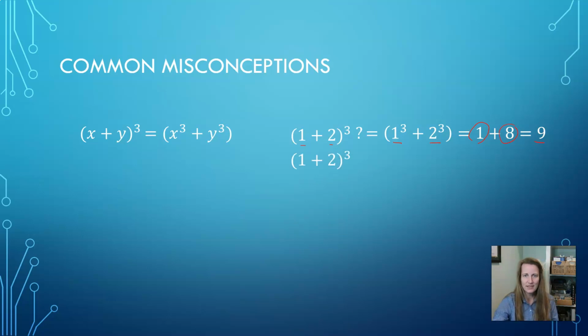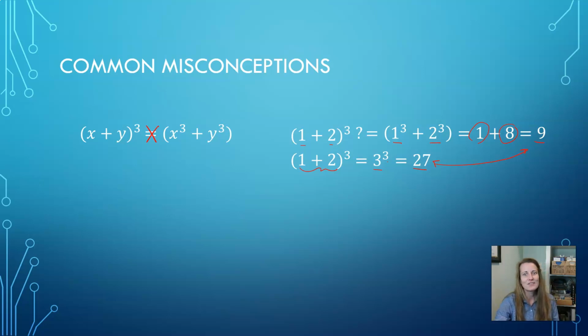Now let's do it the other way. The other way says, let's add these first. I get 3. 3 cubed is 27. These are not the same. Now, I want you to put a big X right here on your paper. These two are not the same.